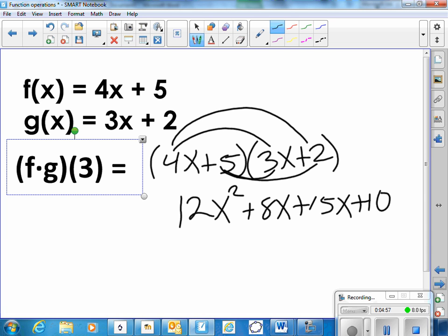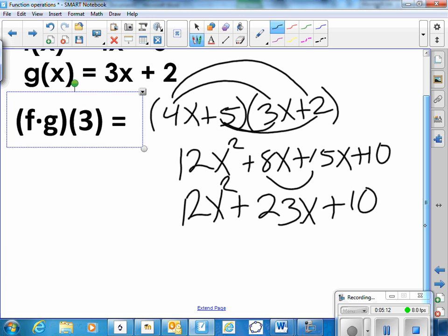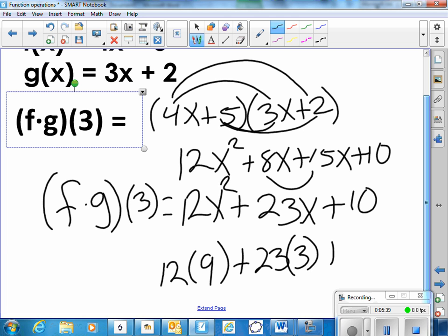15 plus 8, 23, so 12x squared plus 23x plus 10. But we're going to evaluate those two functions multiplied at 3. So we're going to replace the x with 3, so this will be 12 times 3 squared, which is 9. 3 times 3 is 9, plus 23 times 3 plus 10.